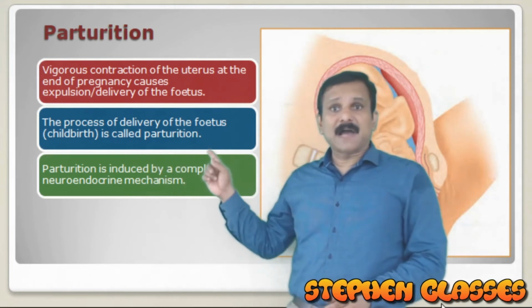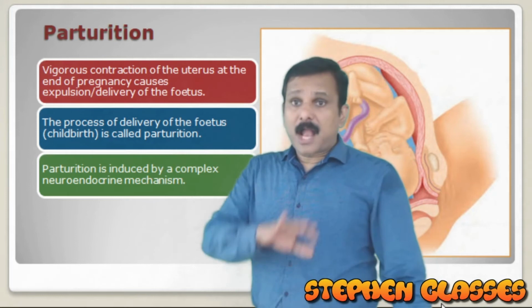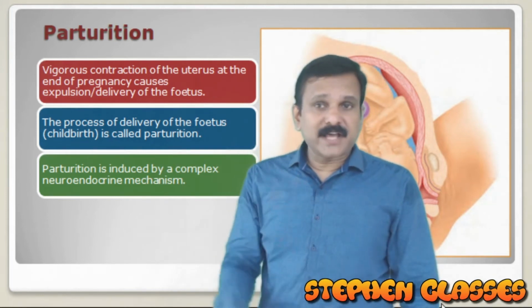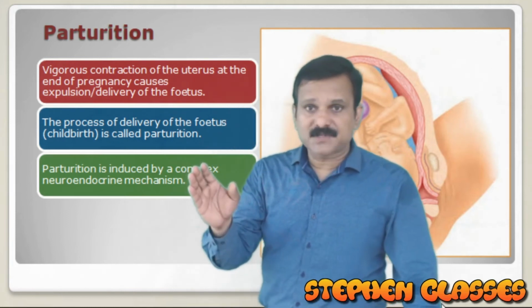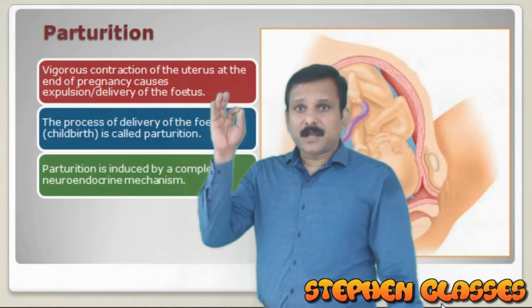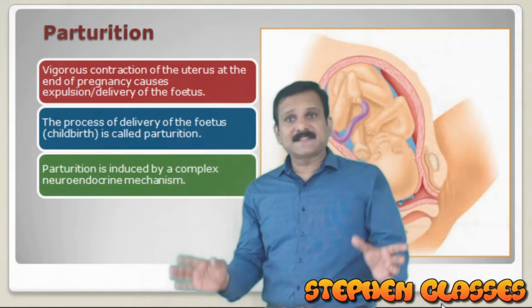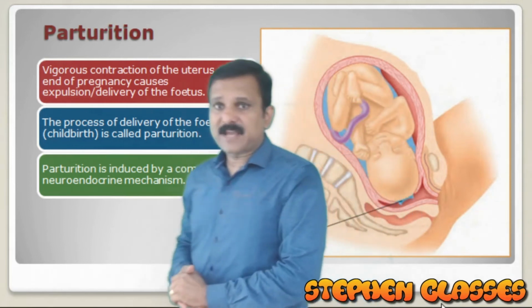Now, the process of delivery of the fetus, or childbirth, in simple terms, is called parturition. So, parturition is induced by a complex neuroendocrine mechanism. So, there is involvement of our nervous system and our endocrine system. So, there is a crucial role played by the neuroendocrine system for parturition. Now, in the next slide, you can see the events.